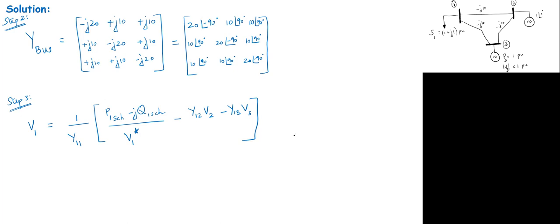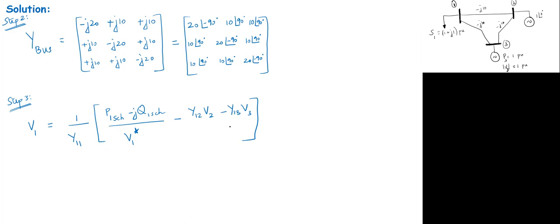Now please note that in this expression, all quantities are expressed in Cartesian form. Therefore, V1 is having real and imaginary terms, Y11 will have a real and imaginary part, Y12 will have real and imaginary part, V2 will have real and imaginary part, same for Y13 and V3. Now, in order to solve for V1, it is evident that we need to know the initial value of V1 itself, because in this expression, the unknown quantity V1 is dependent on itself, which is V1 conjugate. So we will have to assume an initial value for V1, and we will have to assume initial values for all unknown quantities.